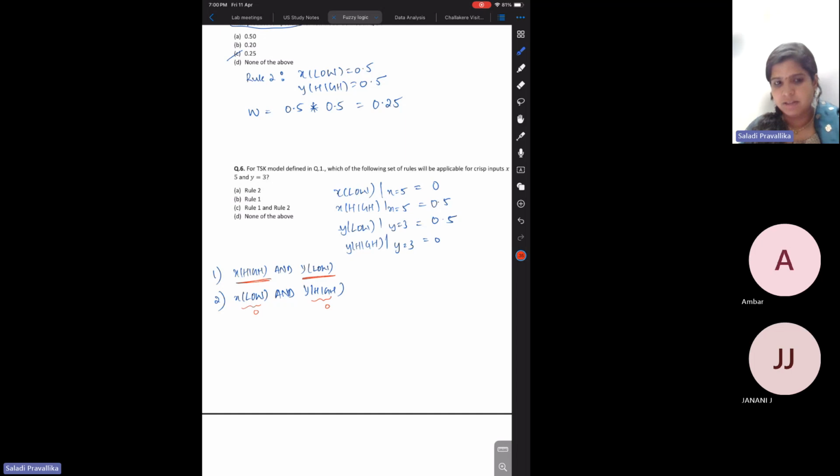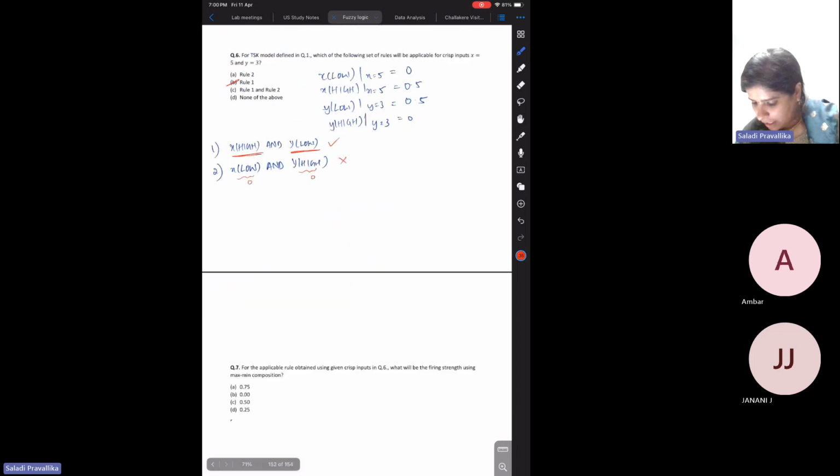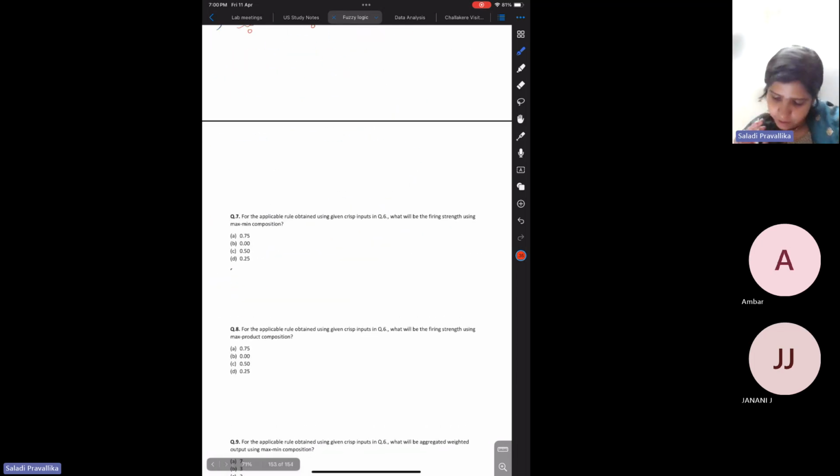When we have a zero value, then that rule does not apply, right? So rule 2 does not apply. For rule 1, we have both of them non-zero and the connector is AND. We need both of them to be non-zero, and hence rule 1 applies, right? So the option is B, which is rule 1. Yes, Amber, generally. Both of you are right. Okay, let's go to the next question.